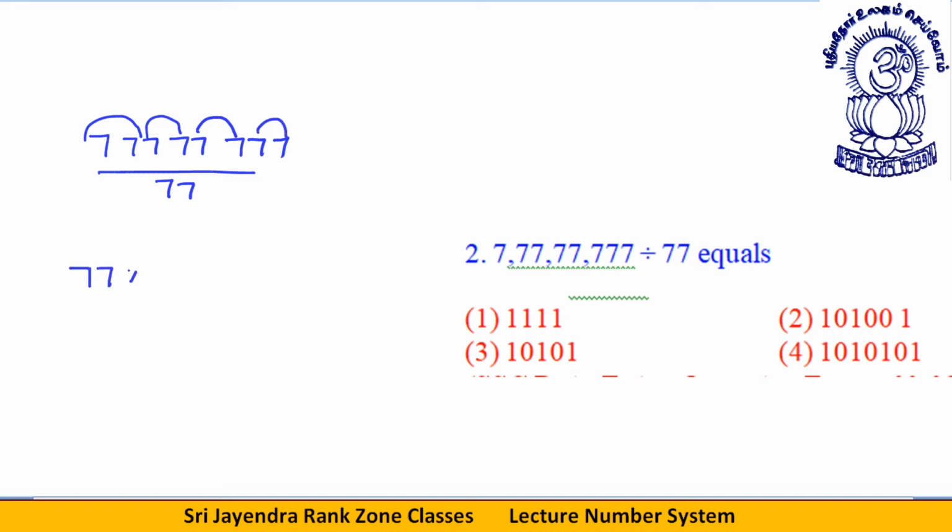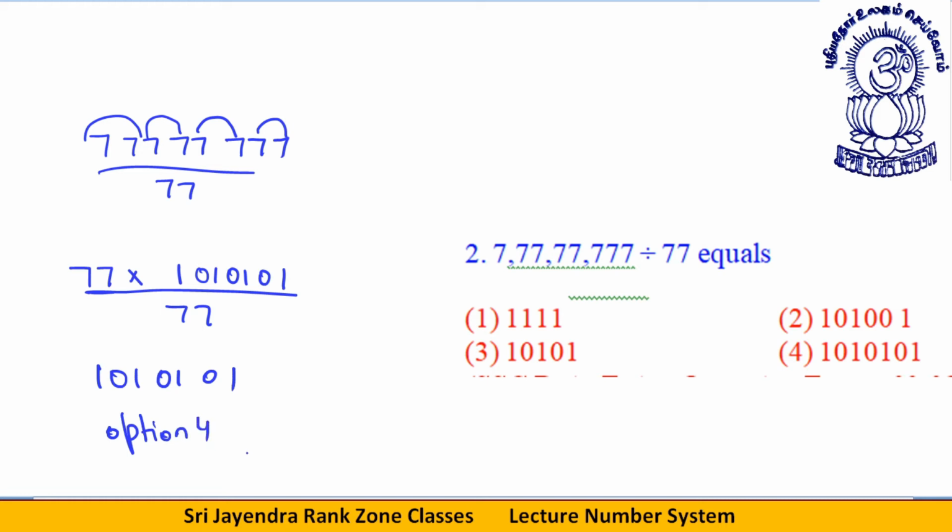How do I get this sort of number? I have to repeat this 77 three more times. We have already discussed this concept. Divided by 77, 77 and 77 cancel. So what do you get? You get 1010101. This way, dear students. So here you have 01 repeated three times. Which option do you get? Option number 4 is our answer. I'm sure so far everything will be clear to everyone.